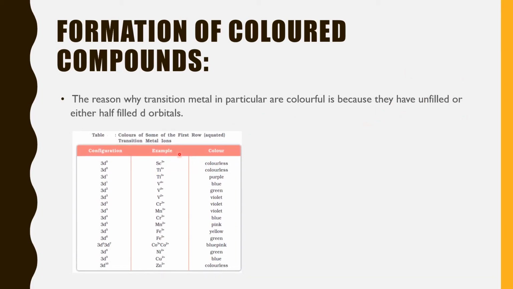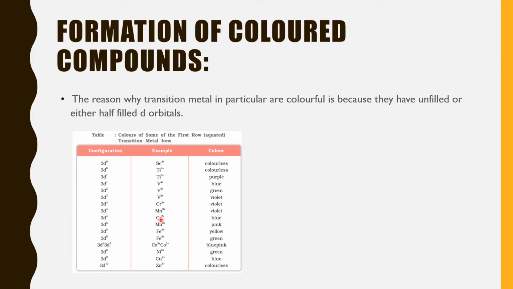First, scandium 3+ has the configuration 3d0 and is colorless. Titanium 4+ is 3d0 and colorless. Titanium 3+ is 3d1 and purple in color. Vanadium 4+ is 3d1 and blue. Vanadium 3+ is 3d2 and green. Vanadium 2+ is 3d3 and violet. Chromium 3+ is 3d3 and violet. Manganese 3+ is 3d4 and violet. Chromium 2+ is 3d4 and blue.